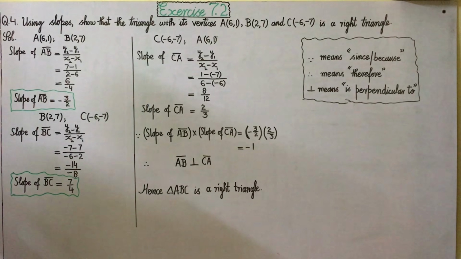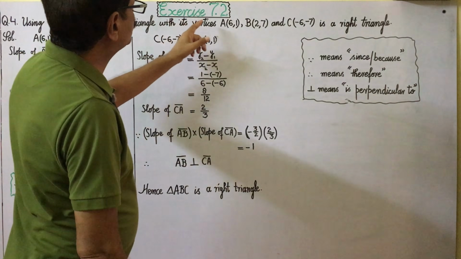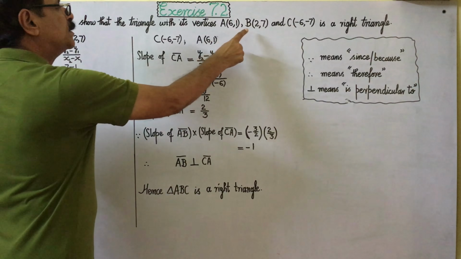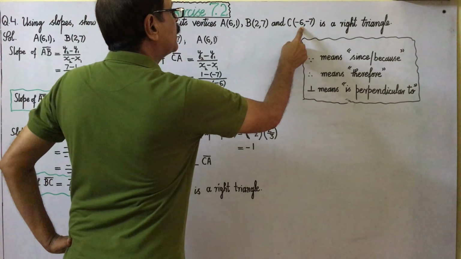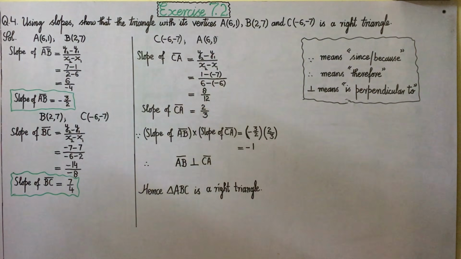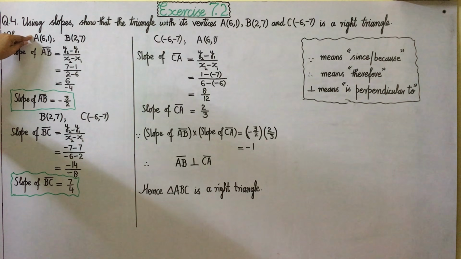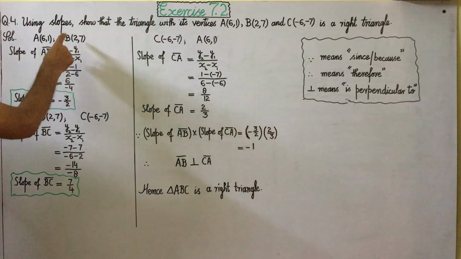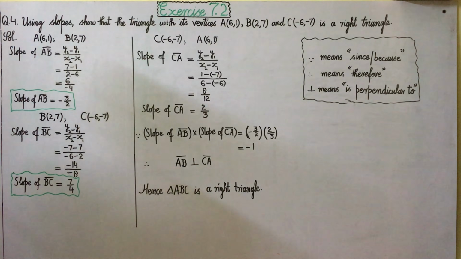Exercise 7.2, question 4. Using slopes, show that the triangle with its vertices A having coordinates (6, 1), B having coordinates (2, 7) and C having coordinates (-6, -7) is a right triangle. Solution: A, x coordinate 6 and y coordinate 1. B, vertex B, x coordinate 2, y coordinate 7.